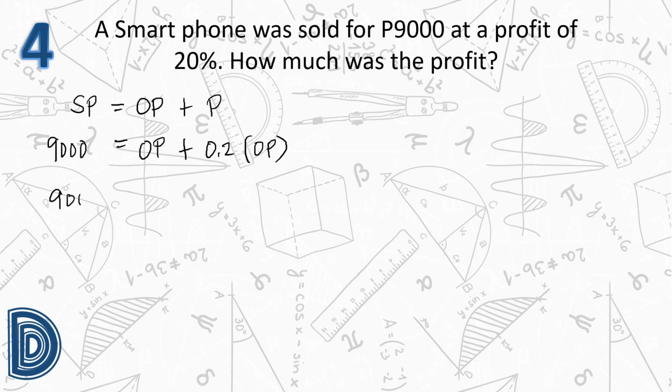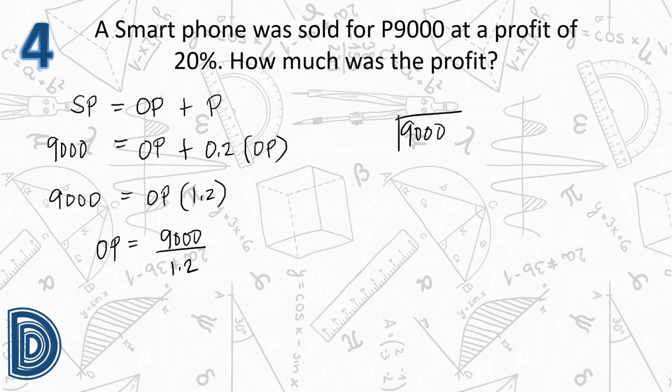From here, we have 9,000 is equal to the original price times 1.2. That is 1 plus 0.2. Then, the original price is equal to 9,000 divided by 1.2. And if we divide 9,000 by 1.2, dividing a whole number by a decimal, move the decimal point one place to the right and add 0 to the dividend. 90 divided by 12 is 7. That is 7 times 12, 84.